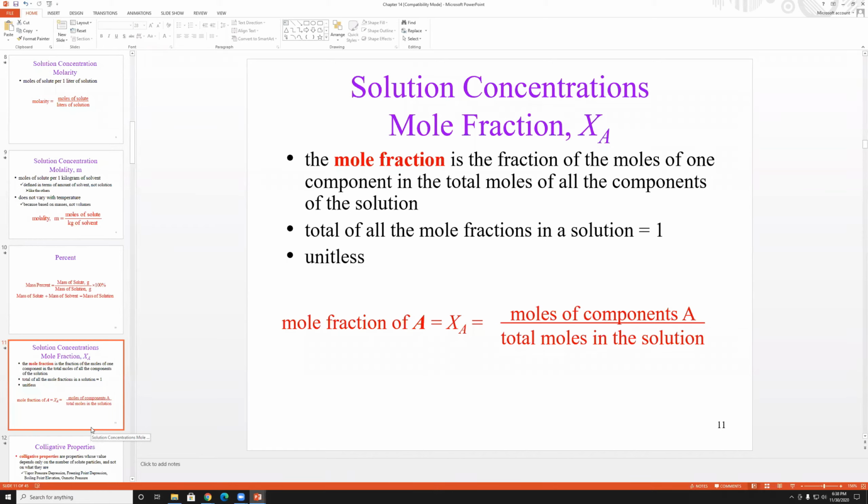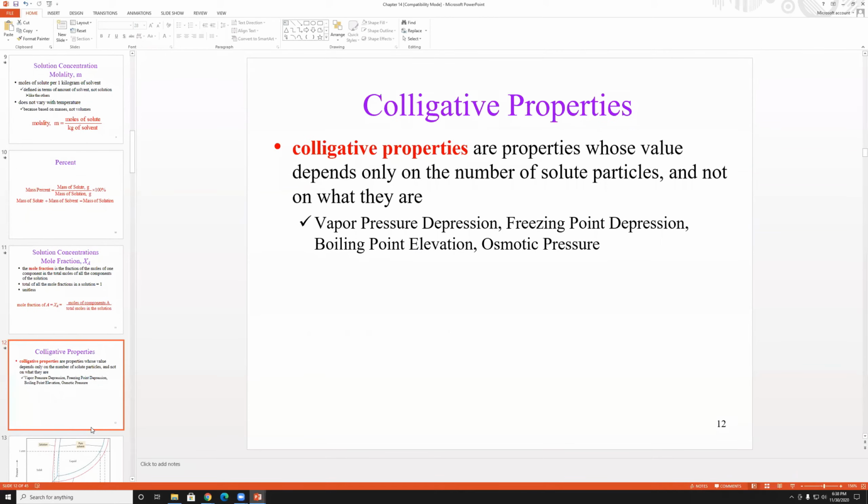Kind of just plug and chug. No? Good. All right. So then you have these things called colligative properties.